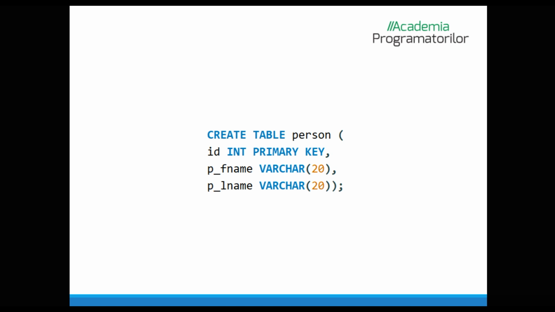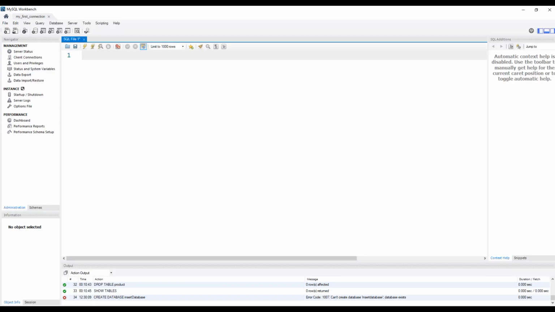The only condition is that once we enter an entry in our table, no other entry will be able to have that already existing value in our table as an ID. Let's see an example in Workbench. I will create a new database. Create database primary key database, and also I will use it. Use primary key database.